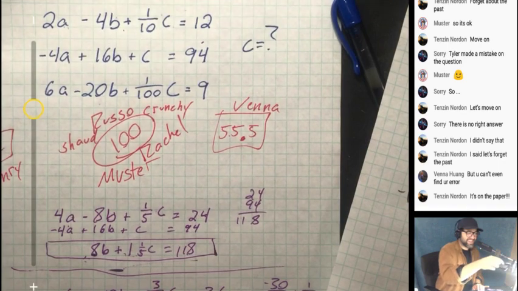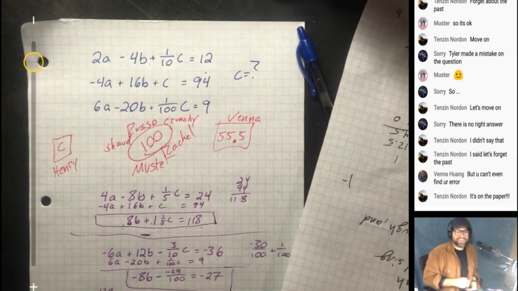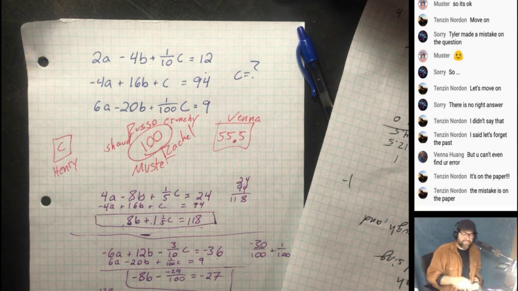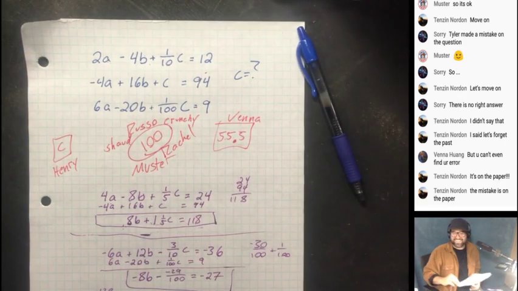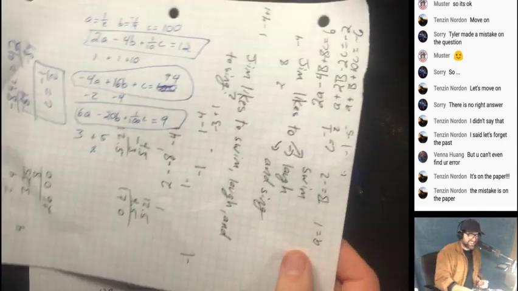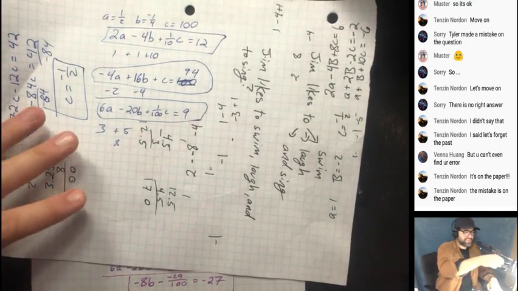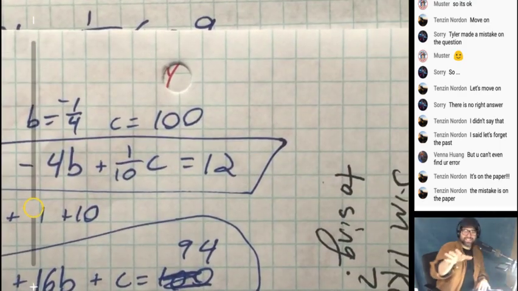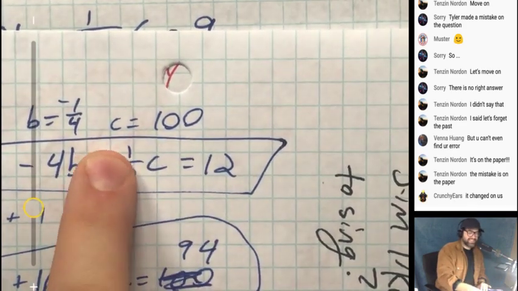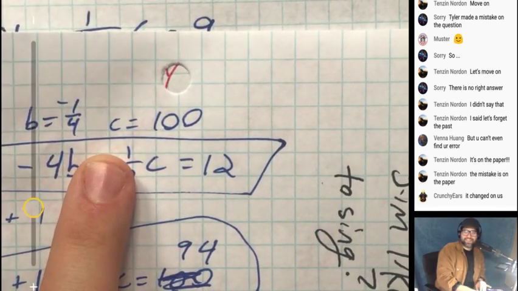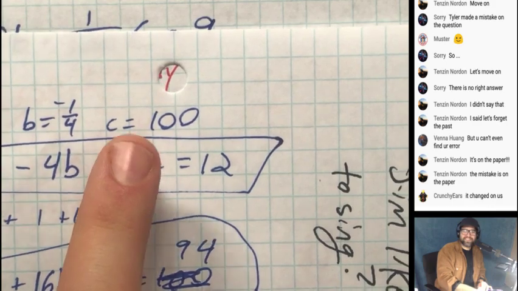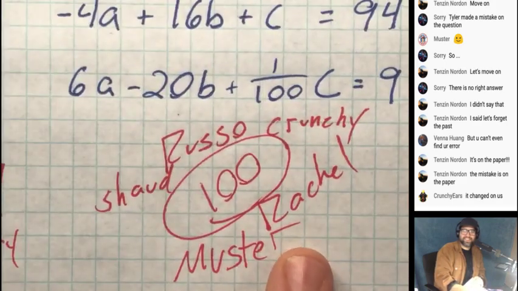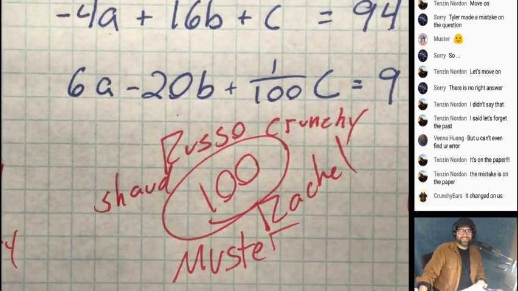Yeah, it's on the paper. Exactly, it's somewhere on the paper. But I'm not going to tell you guys where I left the mistake. What I can tell you is the mistake is on the paper. Exactly, Tenzin. I just want to say this briefly before we move on. C is 100. C is 100. The redemption's real.